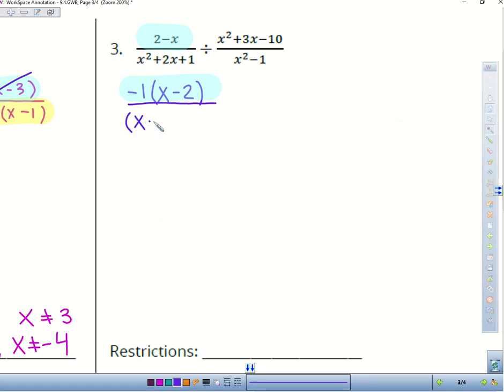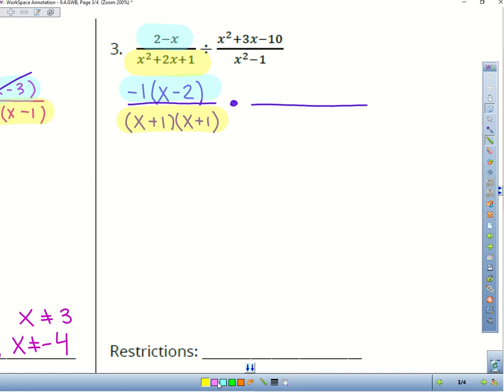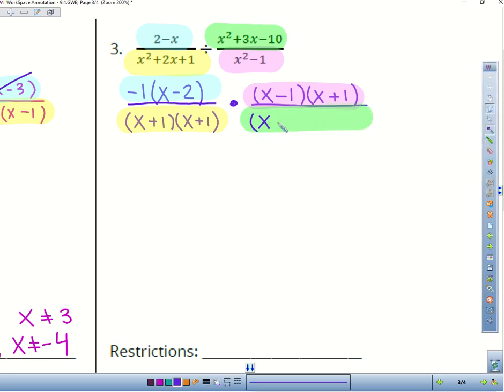Now this bottom one is going to factor into x plus 1 and x plus 1. And that's all going to be times. This is going to factor into x minus 1 and x plus 1, right? And then this one is going to factor into two binomials, which are going to be x plus 5 and x minus 2. So do we have any questions at this point?